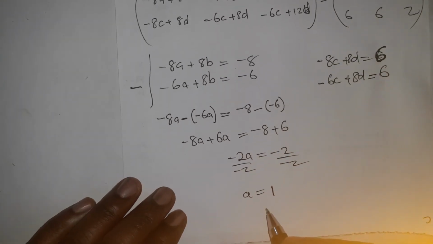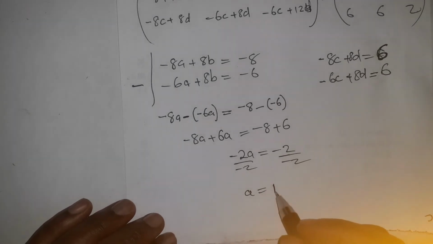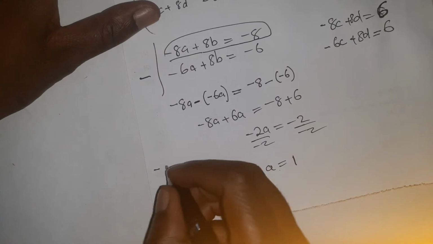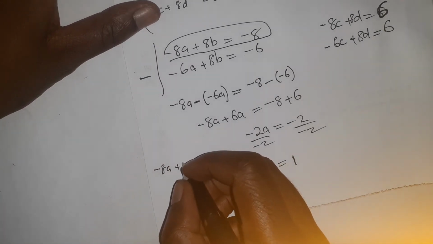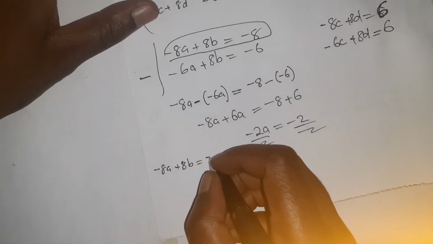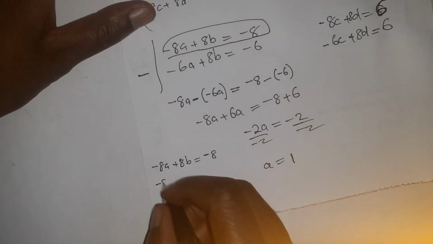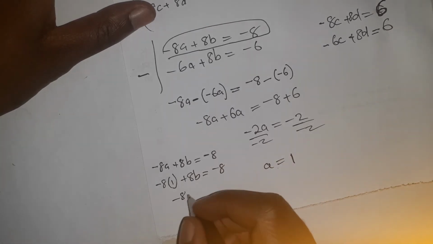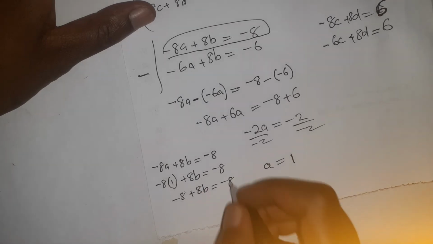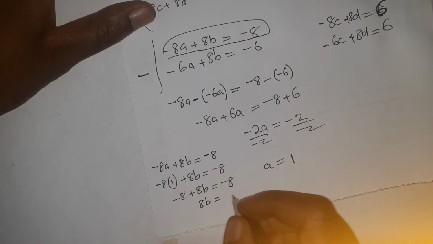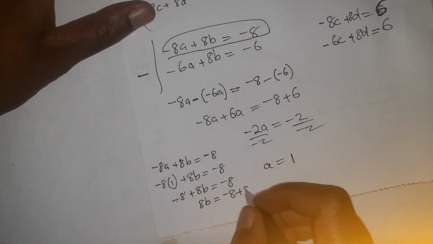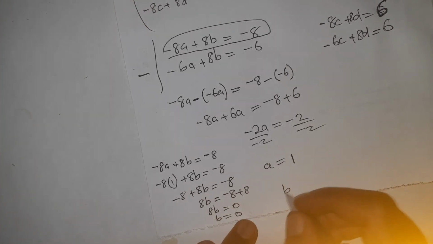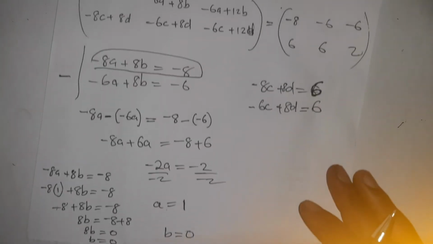This is our A. So to find our B, where we have A, you get one of these equations. We can get even this one. We have negative 8A plus 8B is equal to negative 8. So where we have A now, we put 1. So negative 8 times 1 plus 8B is equal to negative 8. So this is going to be negative 8 here plus 8B is equal to negative 8. When this one comes the other side, it would be plus 8. So 8B is equal to 0, and B will be equal to 0. So B here is equal to 0.